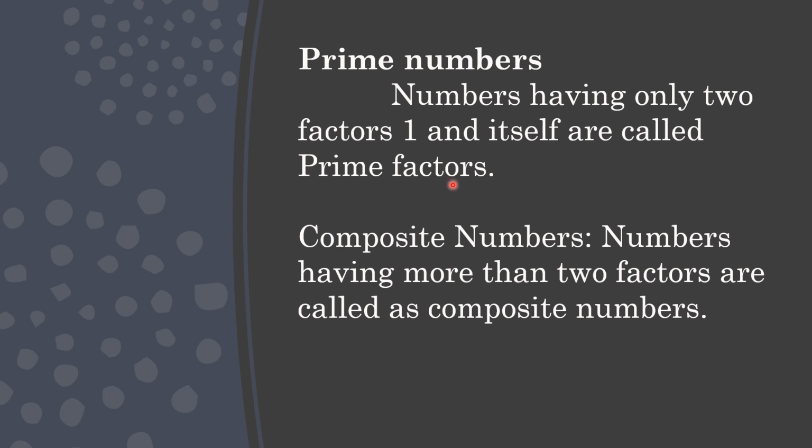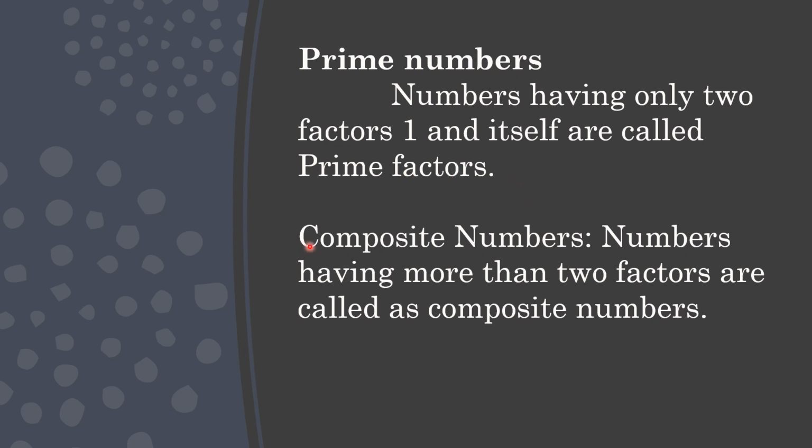Take the number 19. What factors will you get for 19? 1 and 19 only, because except those two numbers you won't get 19 in any other table. So that is called a prime number. A number having only two factors, one and itself, is called a prime number.